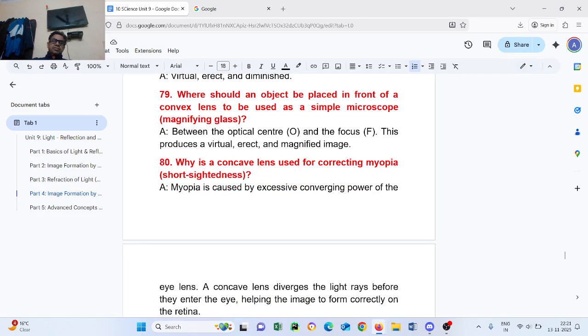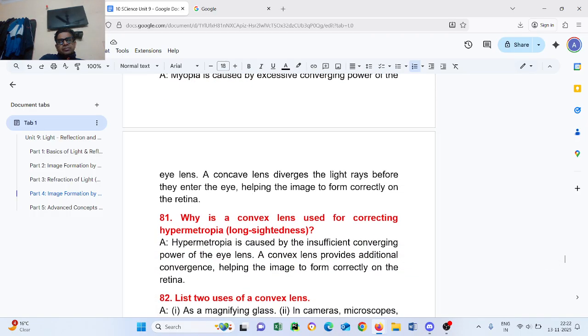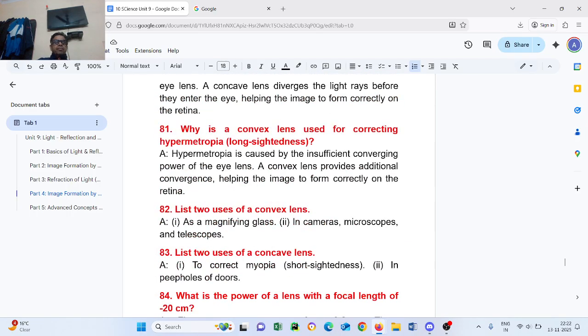Question number 80. Why is the concave lens used for correcting myopia or short-sightedness? Myopia is caused by excessive converging power of the eye's lens. A concave lens diverges the light rays before they enter the eyes, helping the image to form correctly on the retina.